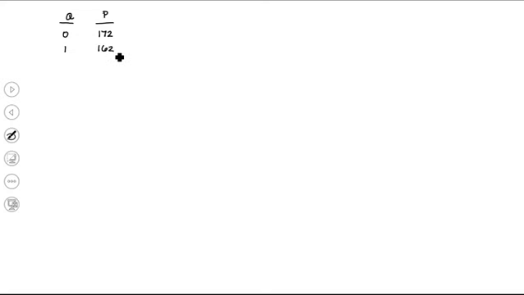It doesn't really matter. 162, we have 1 unit. We're selling 2 units when price is 152. 3 units when price is 142. 4 when price is 132. 5 when price is 122. 6 when price is 112. 7 when price is 102. 8 when price is 92. 9 when price is 82. 10 when price is 72. And 11 when price is 62.